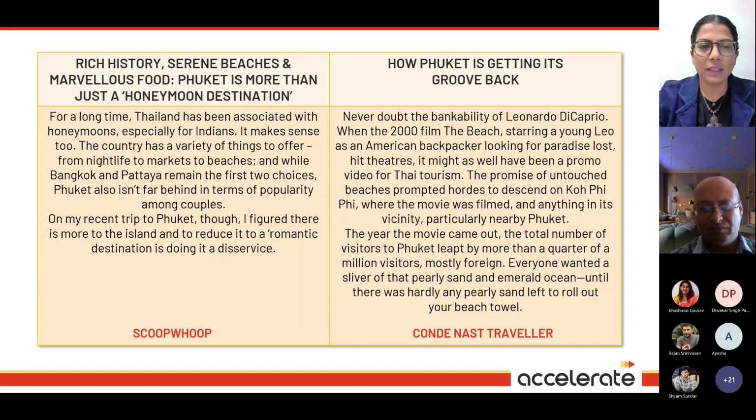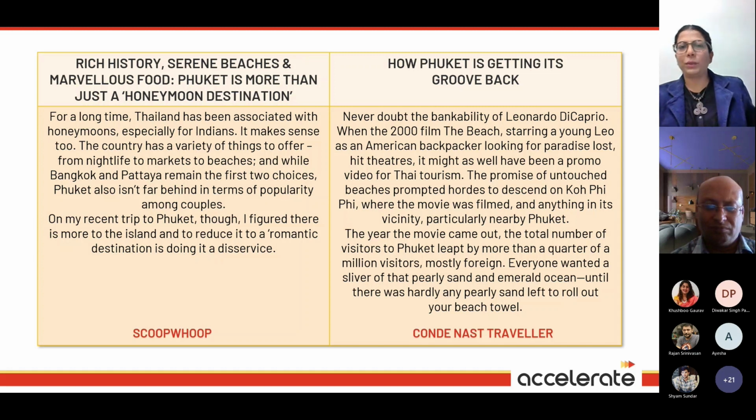So here's the reveal. The first article appeared on Swoop Whoop, while the second article appeared in Condé Nast Traveler. So as some of you rightly guessed, the first article is more generic and it speaks to a younger demographic, while the second article, which appeared in Condé Nast, speaks to a slightly more evolved, well-traveled audience.